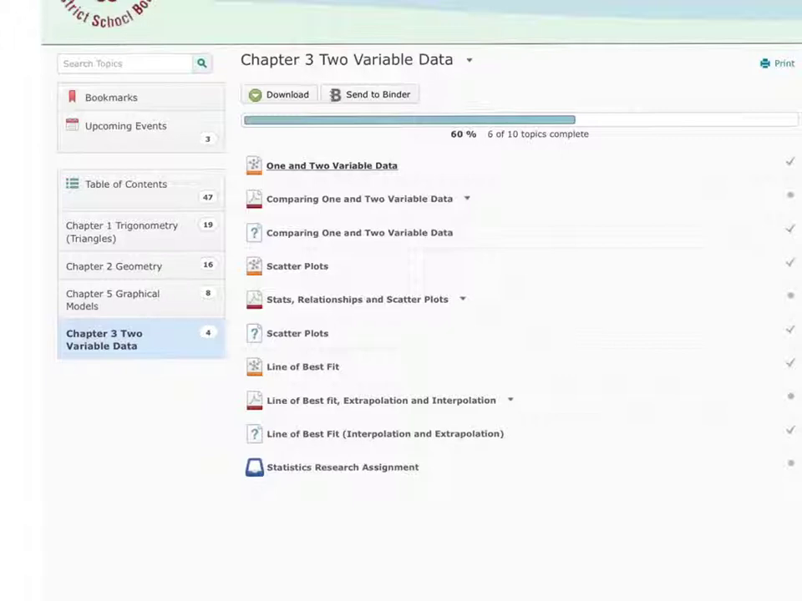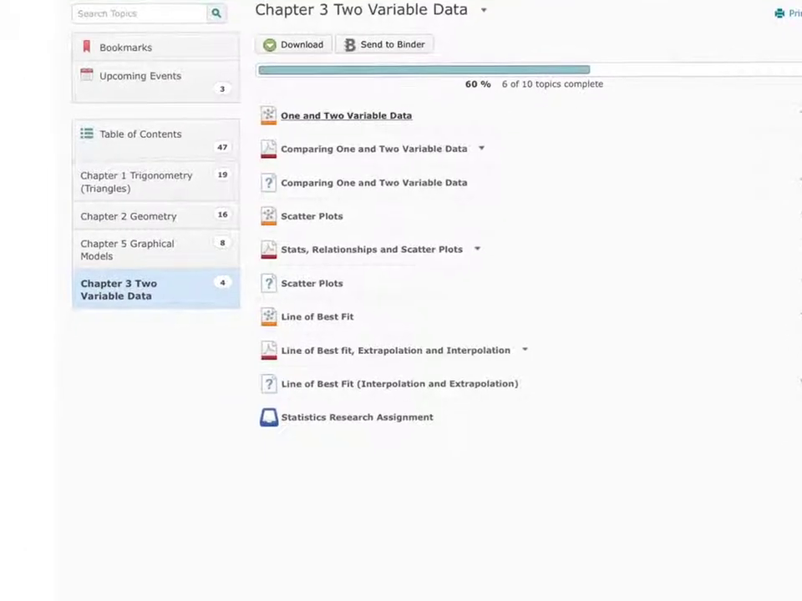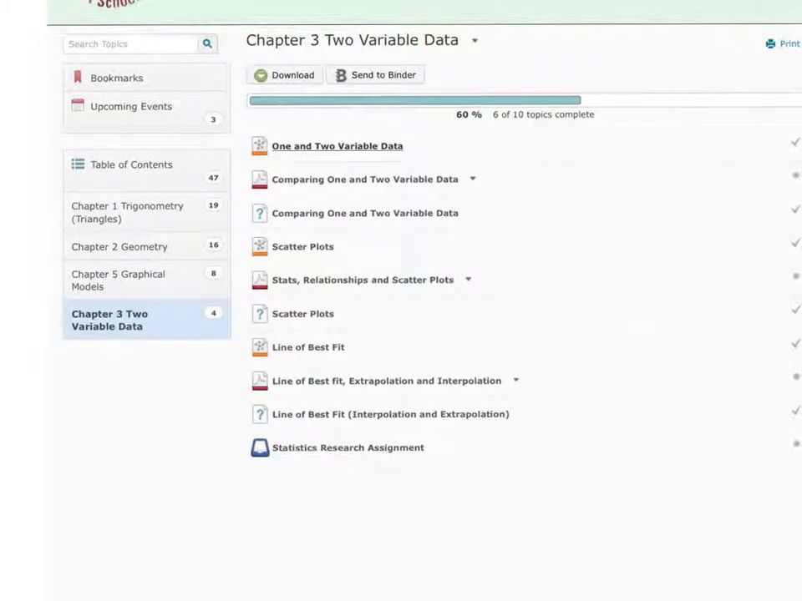So you get 70% on the comparing 1 and 2 variable data, and then you go on to the scatter plots, and then same format, videos, notes, quiz. So you watch all the videos. You can look at the notes if you want, and then you do the quiz, and then you get 70% on that. You go to the next one, line of best fit. You watch all the videos for that. Then you look at the notes for that, the line of best fit, extrapolation and interpolation. And then you do the quiz, 70%. You have to get 70% to move on to the assignment. And then you do the assignment. You hand it in. And then you're done and you just wait for the test.